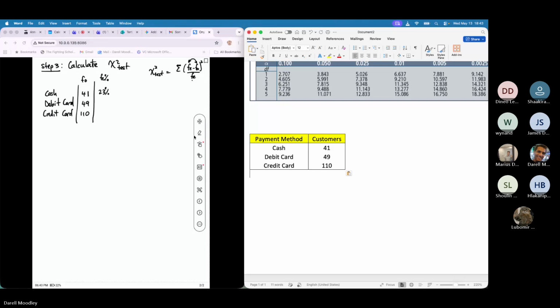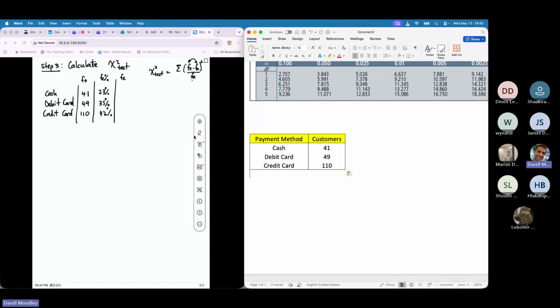For debit cards, it's 35%. And then lastly, for credit cards, it's 42%. Now, using these percentages, I can actually work out what the actual FE value is, what the value is, not the percent. Well, how would I do that?